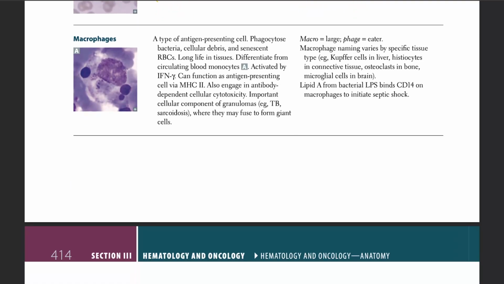Macrophage now, it's a type of APC, antigen presenting cell. It phagocytoses the bacteria, the cellular debris, and the senescent RBCs. So who kills the RBCs? Macrophages. Long life in tissues. They're differentiated from circulating blood monocytes. Looking at a monocyte sort of gives off the formation of a macrophage, and that's going to look like a kidney-shaped cell.